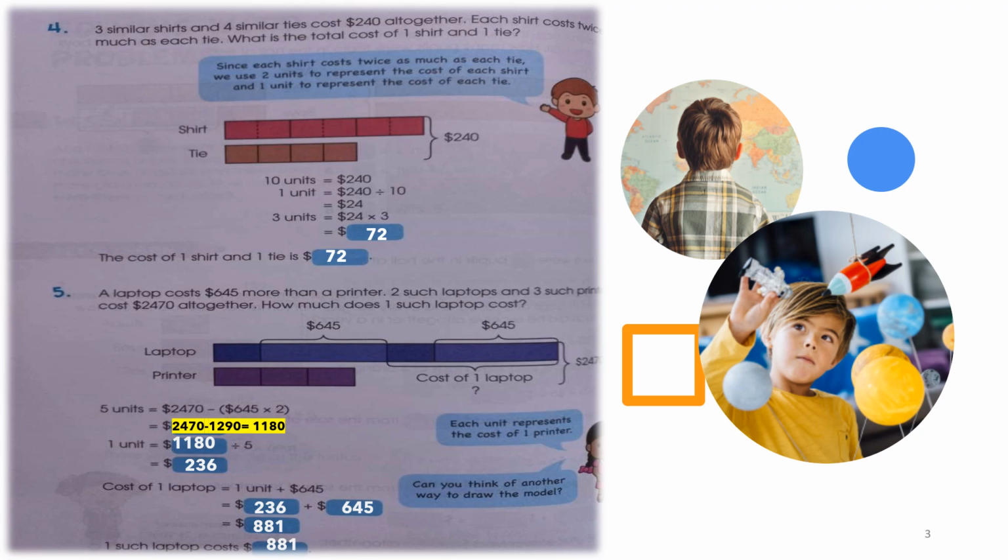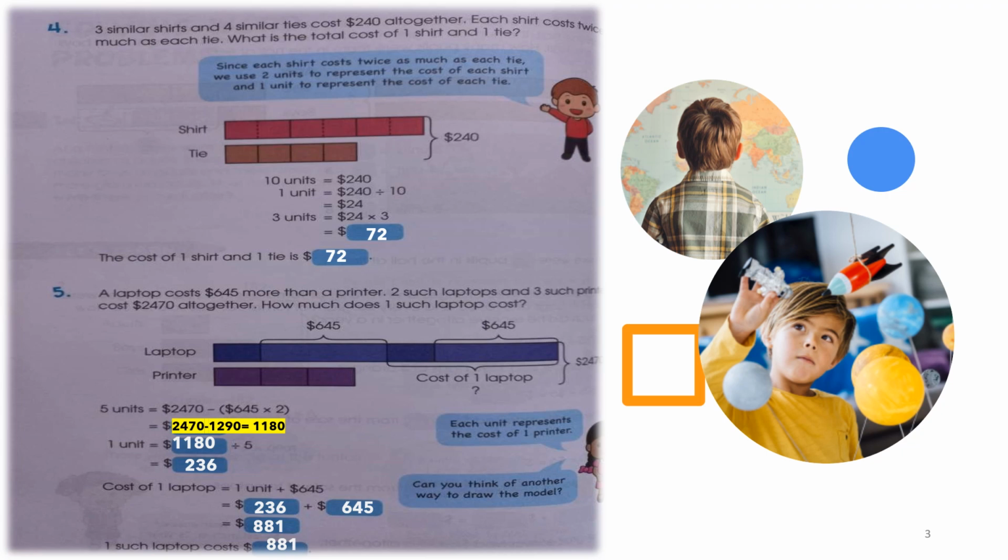$240 by 10, we get the cost of 1 unit, which is $24, and we know that 1 shirt and 1 tie cost 3 units because the cost of 1 shirt is twice that of the tie. So if 1 unit represents 1 tie, then 2 units represent the shirt. So collectively we have 3 units, and we are going to multiply the 1 unit cost by 3 to get the cost of 1 shirt and 1 tie, which is now $72.